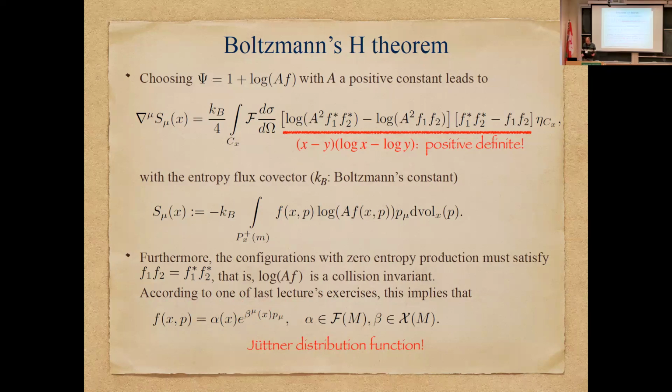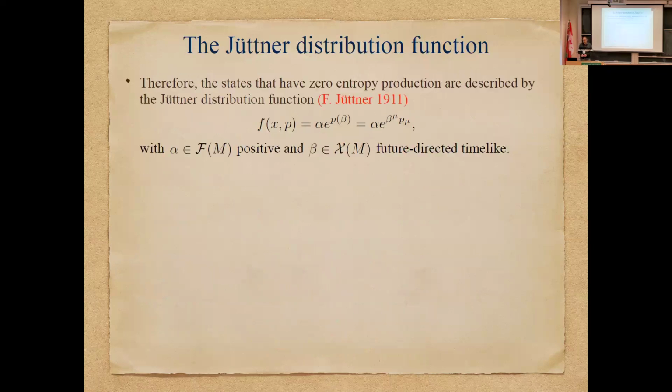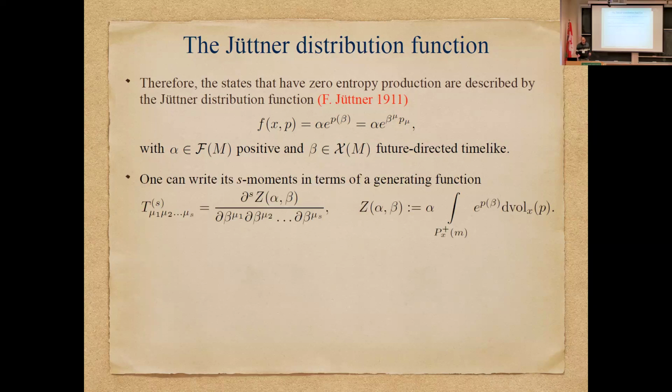So these are the states that are characterized by zero entropy production. I copied this here again in this slide. And of course alpha must be positive and beta must be future time-like directed, otherwise you cannot compute the observables. Now, let's see what the observables are for this particular distribution function. This is a relativistic generalization of the Maxwell-Boltzmann distribution function in the non-relativistic case.